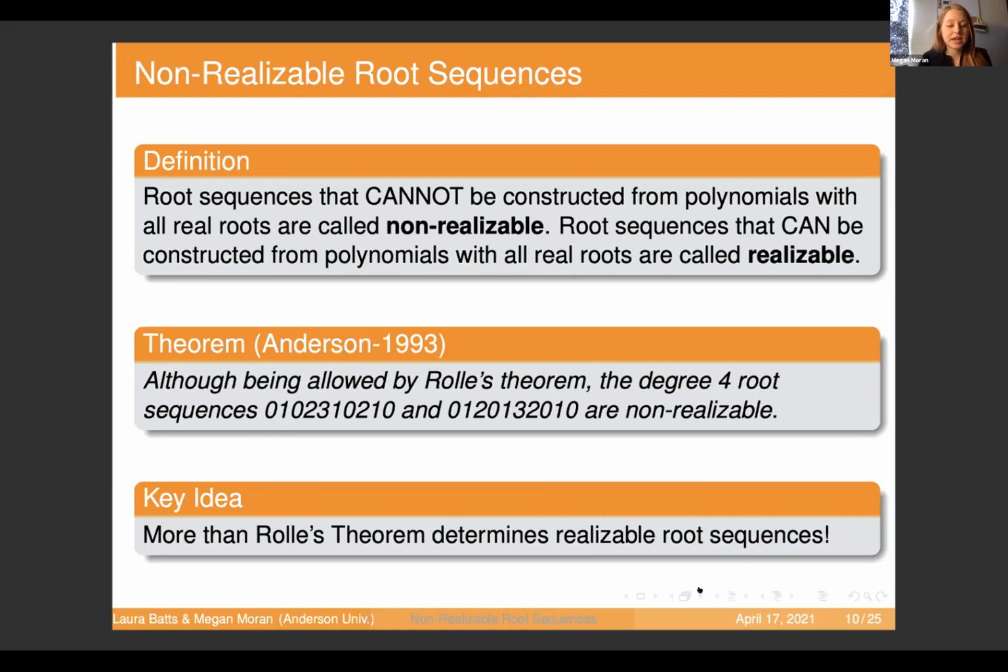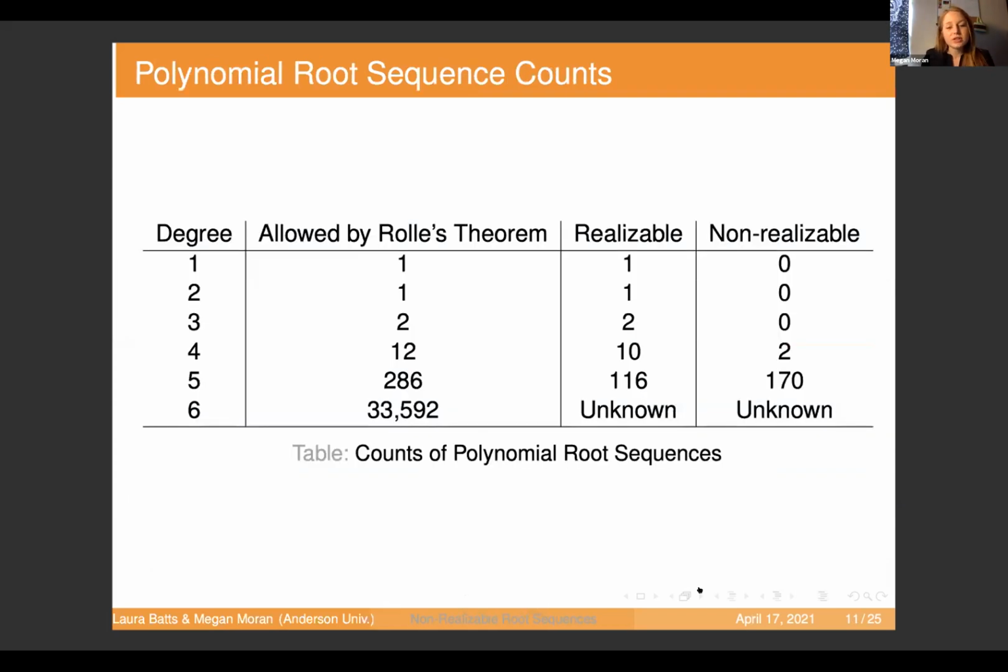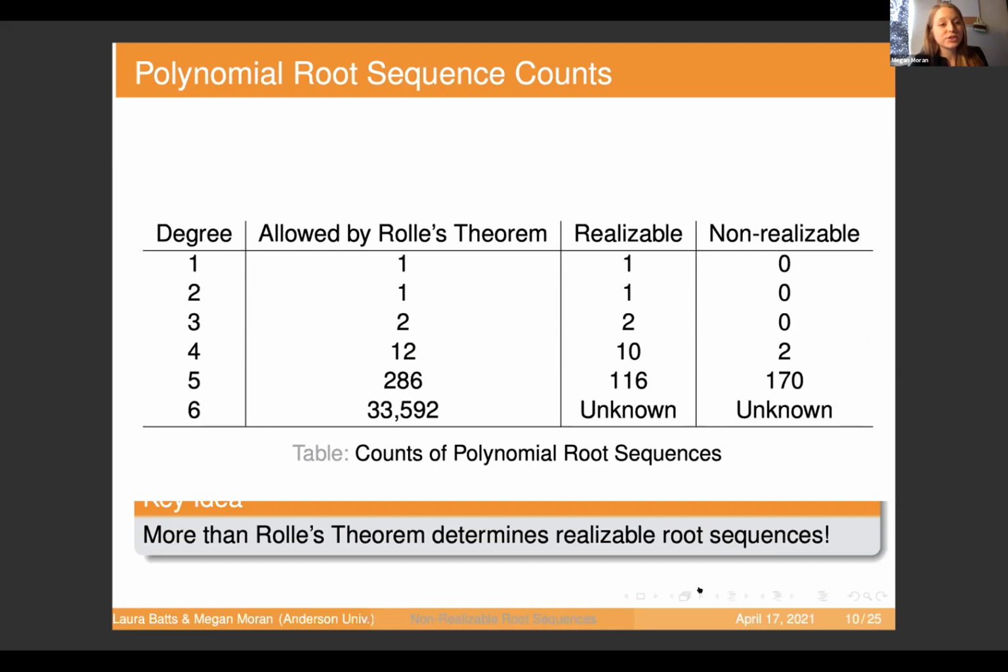A key takeaway from this is that Rolle's theorem allows certain root sequences, but there is more than just Rolle's theorem that determines whether a sequence is realizable or non-realizable. This is just a little chart to summarize what we know about the degrees. The graphs that you saw previously demonstrate degrees 1 through 3 and what we had there. For degree 4, you see that we have 12 root sequences, and we talked about how just 2 are non-realizable and the other 10 are realizable.